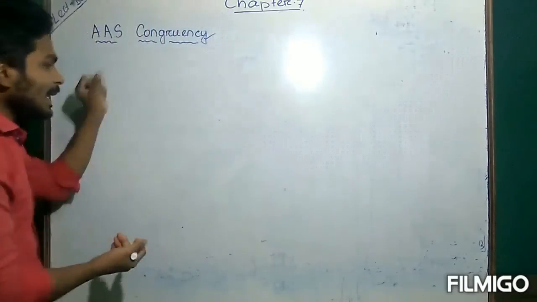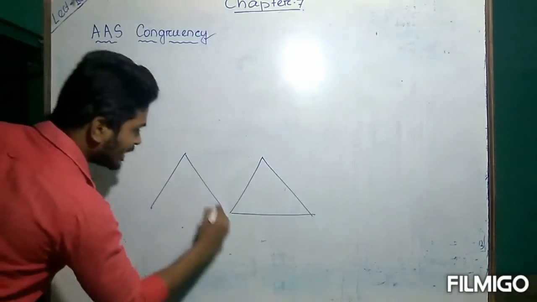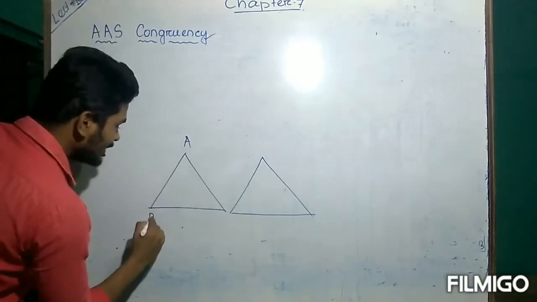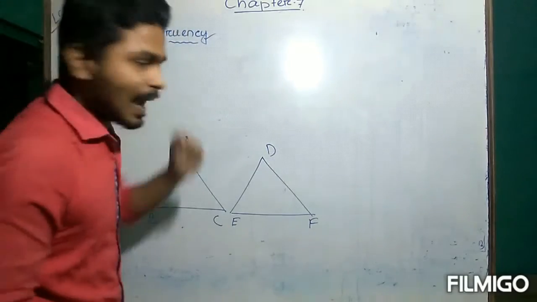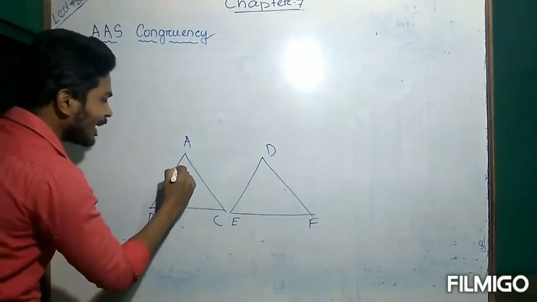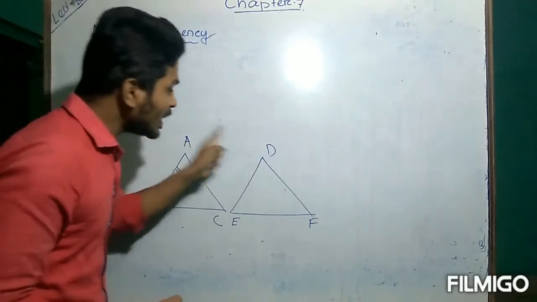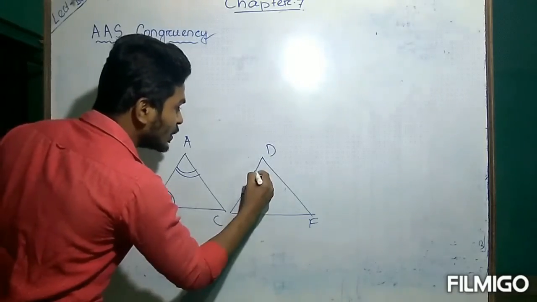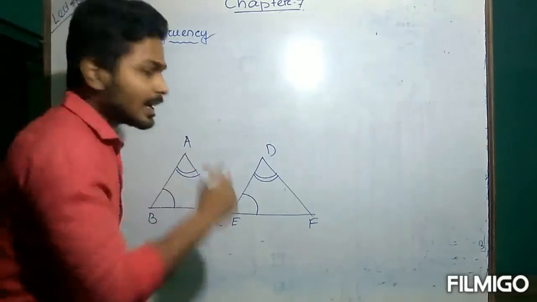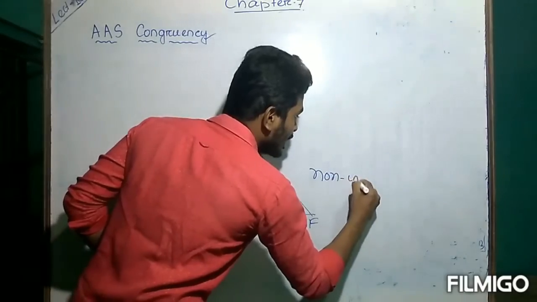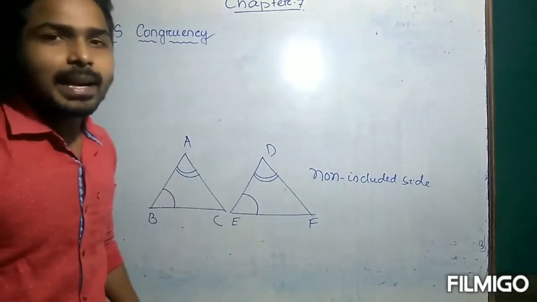What does it mean? It means if there are two triangles like this and like this, ABC and DEF, then it is supposed that if any two consecutive angles of one triangle are equal to two consecutive angles of another triangle, and the non-included side, there is a term non-included side. What is the meaning of non-included side?